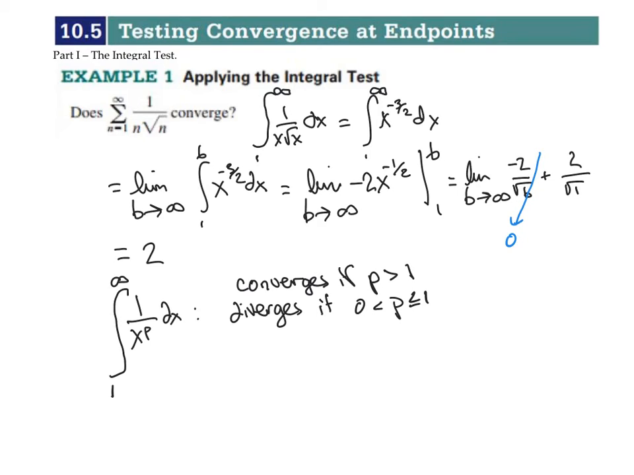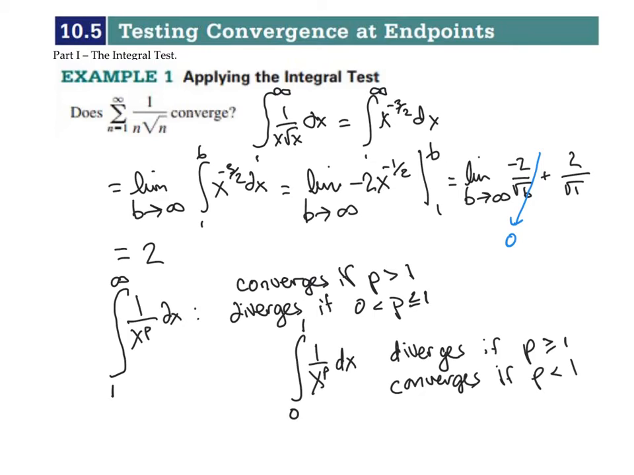So we could just tell that this converges because that's greater than 1. Just for the sake of completeness, I'm going to remind you what happened when the integral was from 0 to 1, where everything flips. Now, that 1 doesn't really have to be 1. It can be any positive constant at all.